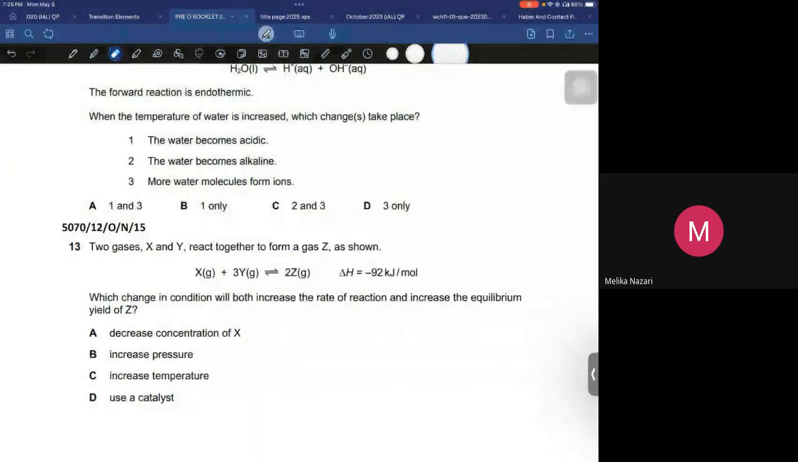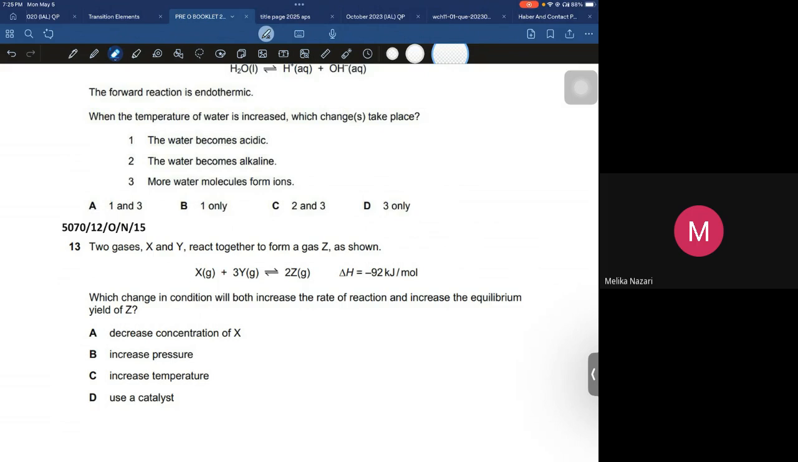Option A, decrease concentration of X. When you decrease the concentration of X, the rate will decrease, because concentration is directly proportional to the rate. We have discussed this in the last class. This is wrong, as we are looking for a change that will increase it. Option A is incorrect. Then we have to try B.